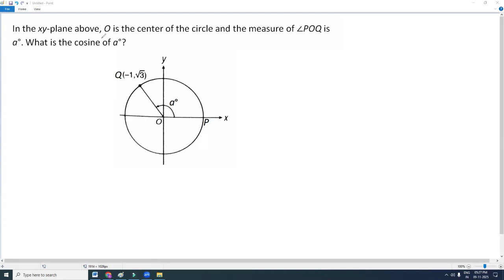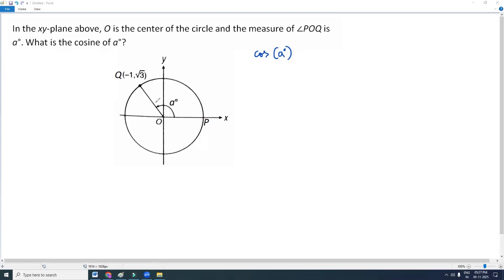Here we have the next problem. Let's go to the question. In the xy plane above, O is the center of the circle and the measure of angle POQ is a degrees. What is the cosine of a degrees? That is, we have to get the value of cosine a degrees. Okay, let me write over here. That is cosine of a degrees.